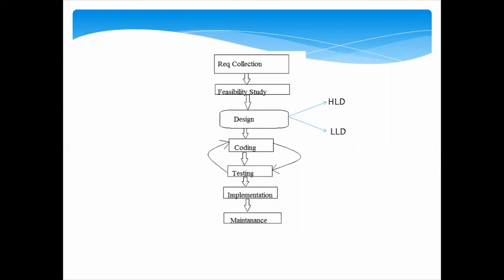So after getting the requirement from the customer, the next step in the waterfall model is the feasibility study. Here, the project architects and project managers will be involved. They will check the possibilities of creating the software in this particular feasibility study session.